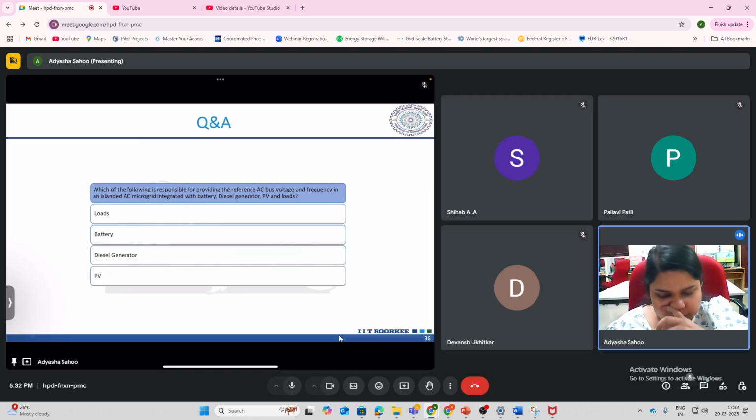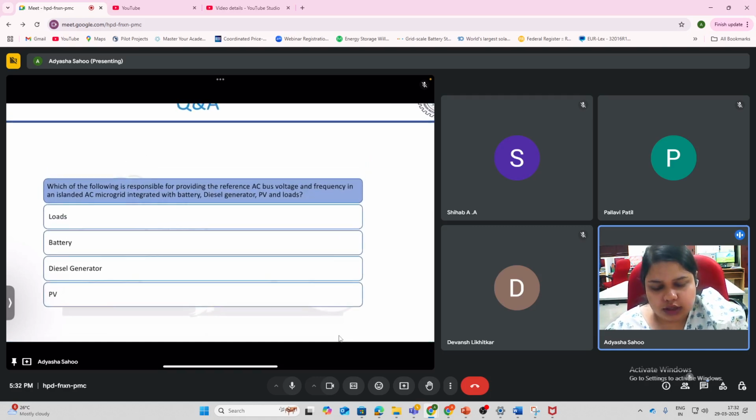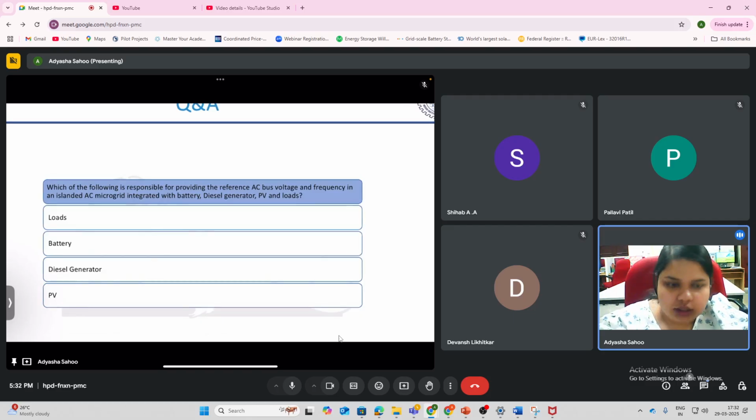So this brings us to the Q&A session. The first question is, which of the following is responsible for providing AC voltage and frequency in an islanded AC microgrid integrated with battery, diesel, PV, and loads? The key here is that it is an islanded AC microgrid. Yes, it is DG. We have seen it will give both the P and Q support, or basically both V and F.